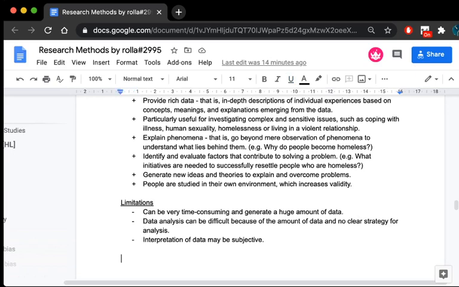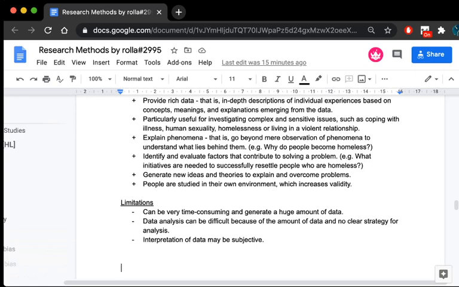However, doing this can be very time-consuming, and you're going to generate a huge amount of data. And since this is not reduced into numbers, data analysis can be difficult, because most of the time, when you have a lot of data here and there, there's no clear strategy to deal with it, unless a previous experiment already helps explain how to deal with the data. So it would be a great challenge, and the interpretation of data may be subjective.